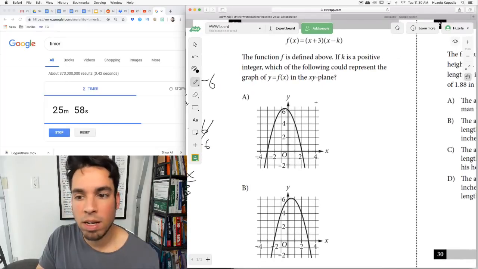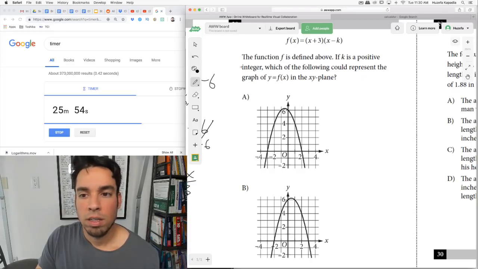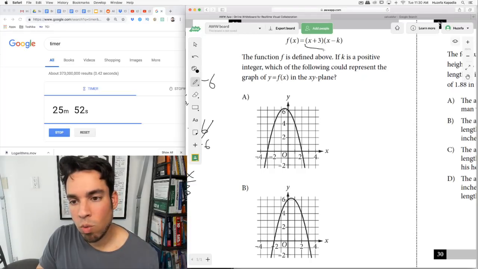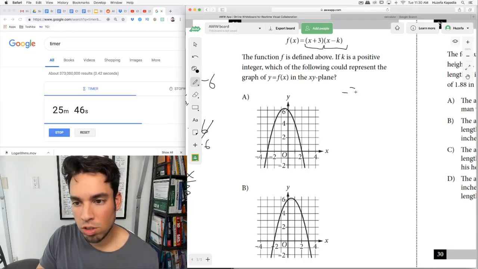Next, the function is defined above, if k is a positive integer. Okay, so then these are my two x-intercepts. That's what we're looking at. So my x-intercepts are whatever makes this one go to 0, which is negative 3, and whatever makes this one go to 0, k. These are my two x-intercepts.